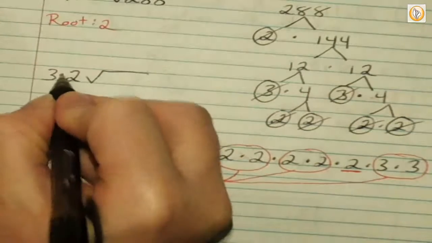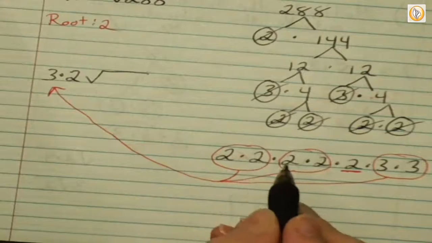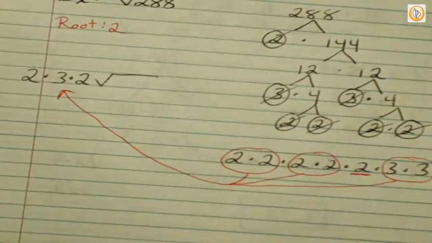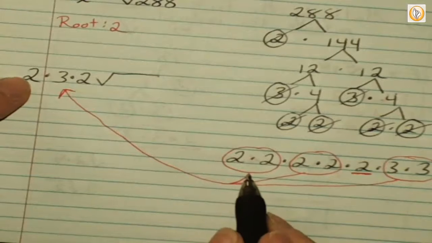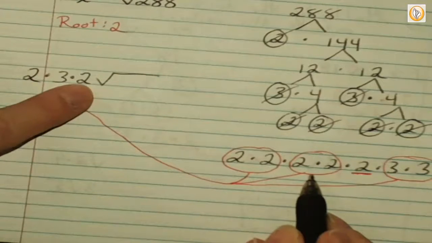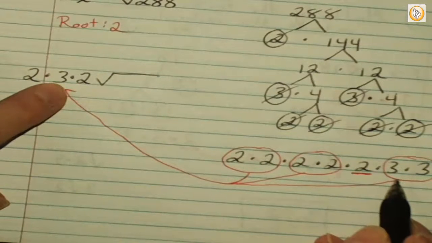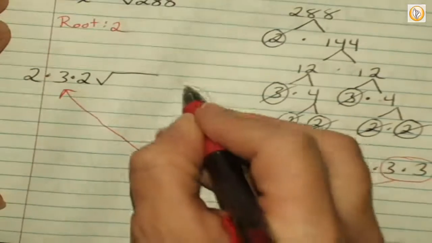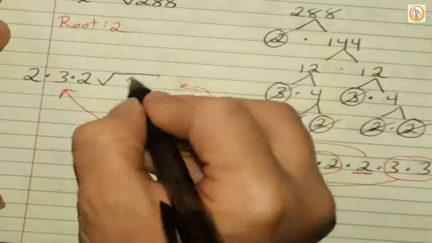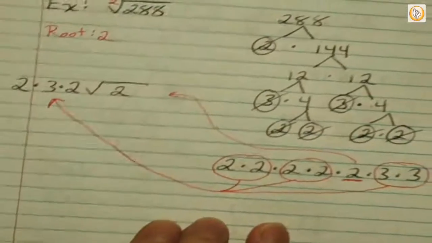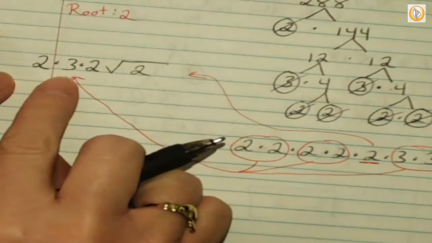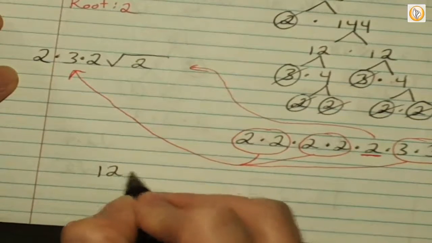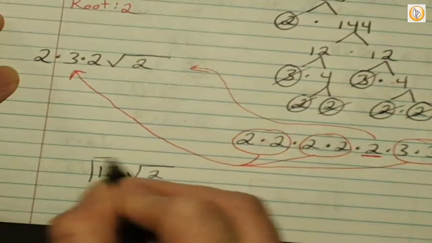And I have 2 groups of 2, so I need to put a representative from all of that. So I have a 2, and then another 2 from that pair, and a 3. Do you see that? And then my leftover is going to go on the inside. And we're multiplying all of these, so 2 times 3 times 2 is what, Franz? 12. So my answer is 12 times square root of 2.